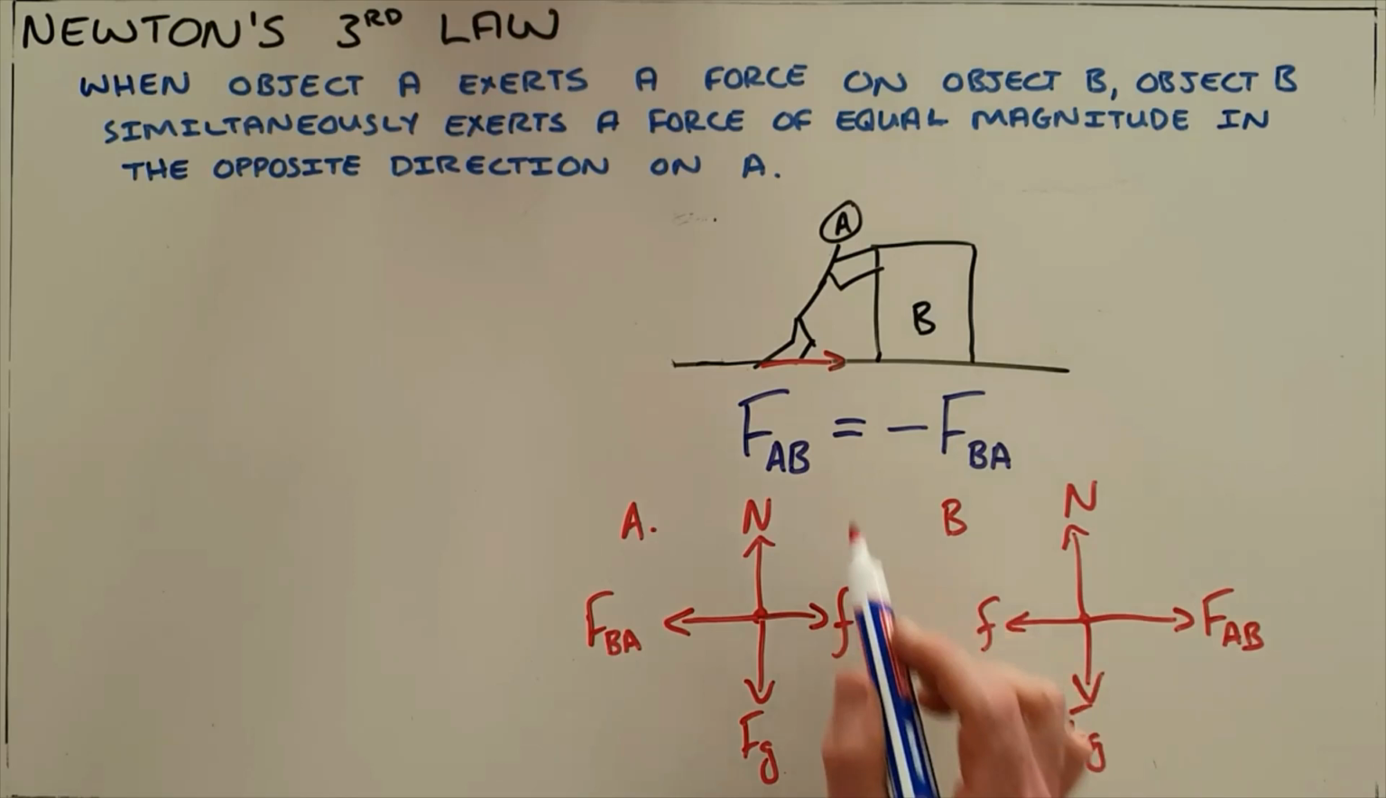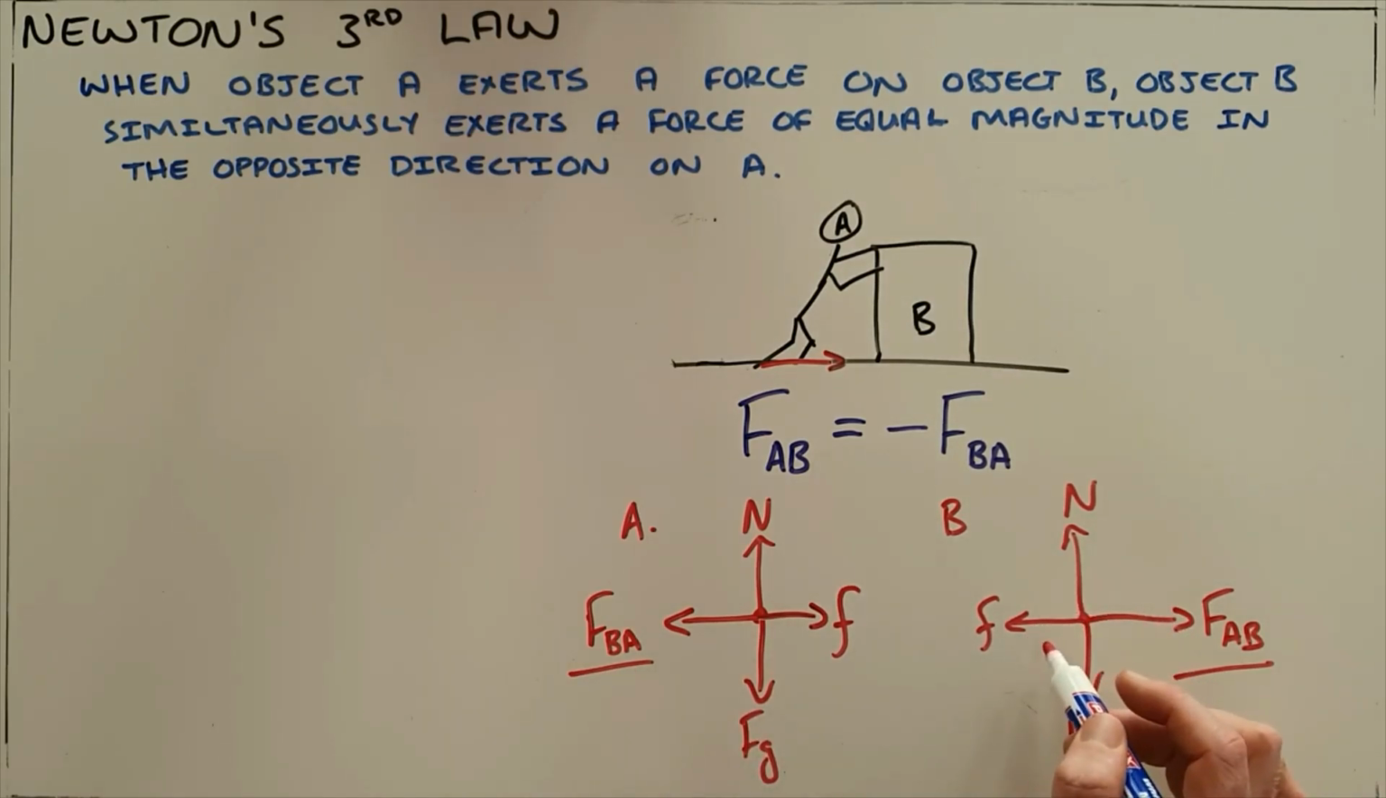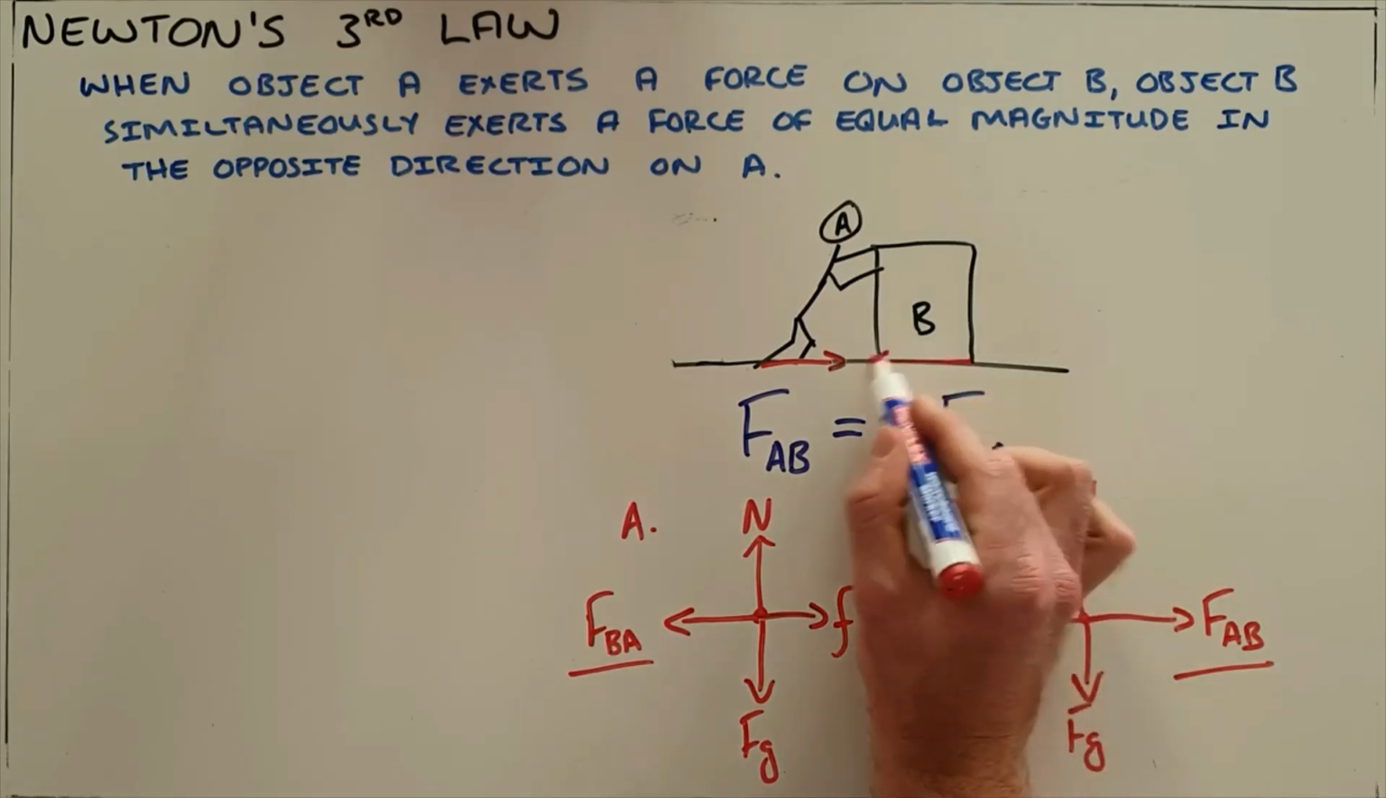So the first thing to notice here is that FAB and FBA are acting on different objects, and therefore the net force for these two objects would not include both of these forces, which is why they do not cancel. The reason why hopefully this person would be able to push the object is because they have shoes that have grip on the floor, and that frictional force is able to oppose the force that the box exerts back on that person, while the person is strong enough to be able to overcome the frictional force between the box and the floor.